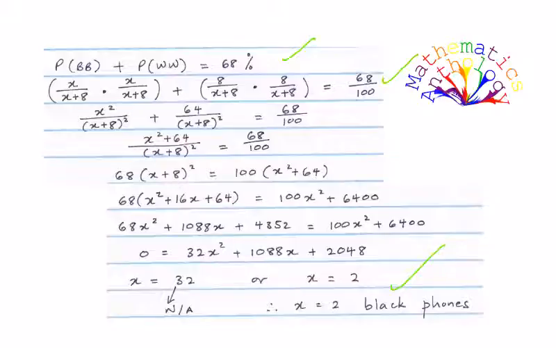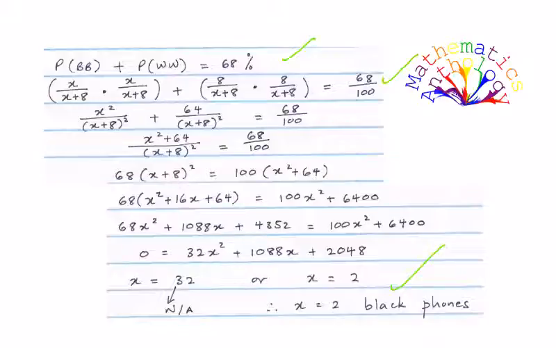So let's simplify the first bracket there. We're multiplying 2 fractions. So we will say top times top is x squared over bottom times bottom is x plus 8 all squared. We add that to the second bracket as well. 8 times 8 is 64 on the top over x plus 8 all squared at the bottom. That's equal to 68 over 100. We're adding 2 fractions now, and we already have a common denominator of x plus 8 all squared. Add the top, so x squared plus 64 all over x plus 8 all squared is equal to 68 over 100.